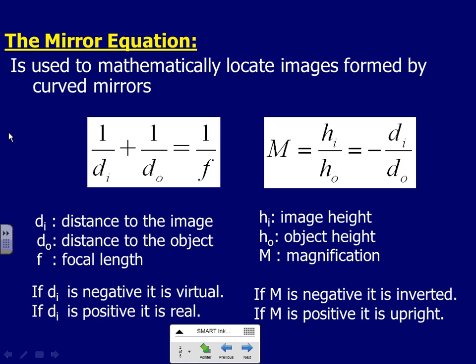The second pair of equations relates the distance to the image and the object to how tall the image and the object are. So there's a relationship there. If the image distance is big, then the image height is big. It makes it a huge image. If the image is far away from the mirror, the image gets really big.